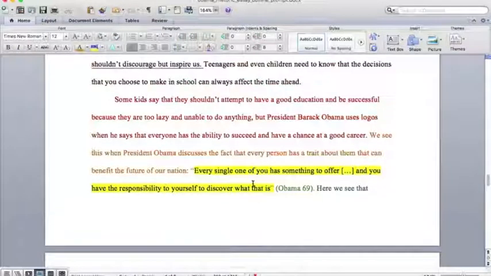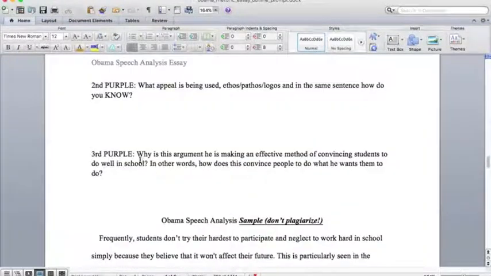how is that logos? And not only how is it logos, but why is it an effective method of convincing students? How is this convincing them to do what they want to do? You know, this convinces us to do better in school because it makes us realize that kids with brain tumors have overcome obstacles. Therefore, we should feel blessed that we're healthy enough to attend school and should try better in the future, right? That could be your third purple, right? You're just saying why what he said was effective.